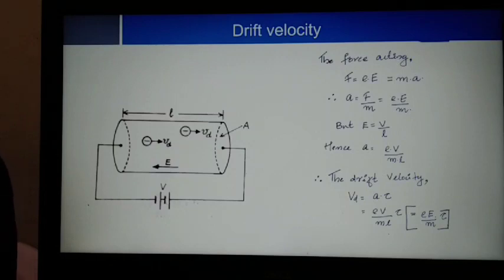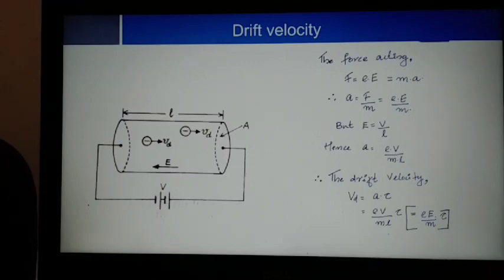Which means with a particular acceleration, it travels for an interval of relaxation time. With an acceleration, an electron travels till its next collision. Are you getting me? Suppose an electron gets collided, it gets accelerated, and it keeps accelerating till the next collision. That is why it is called that acceleration remains there for the relaxation time.